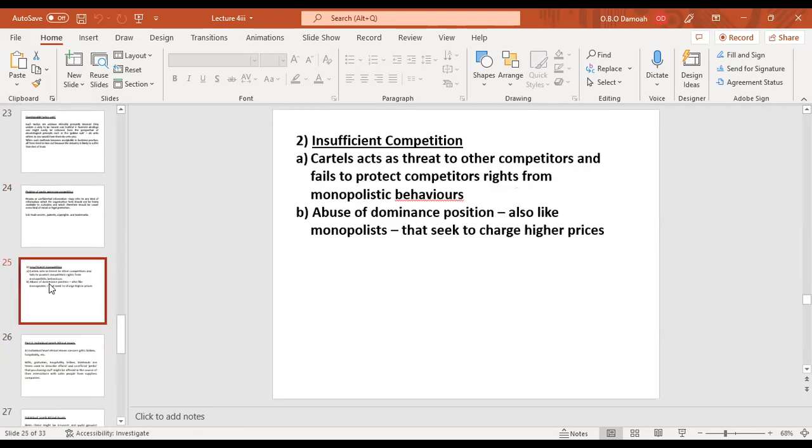And then they say, in a situation where there is no competition, it's also unethical. Why? Because the few firms or the only firm gets an advantage over their competitors. That's all it means.